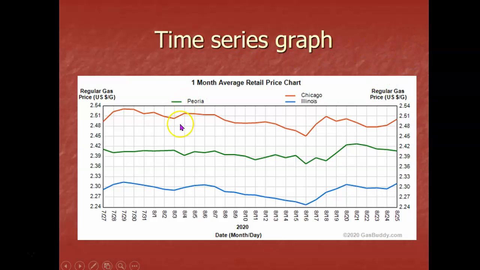Here's a variation on that. This is just over the past month, the average price of a gallon of gas, and this compares what it is in Chicago, which is the red line near the top, in Peoria, which is the green line in the middle, and then the average for the whole state of Illinois, the blue line near the bottom. Over the past month, neither one of those has changed all that much. They've all remained fairly constant, with Chicago the highest and the overall Illinois average lower than for Peoria, which is lower than for Chicago.